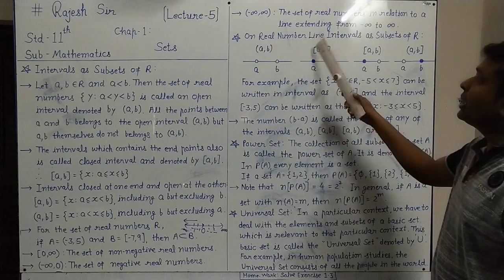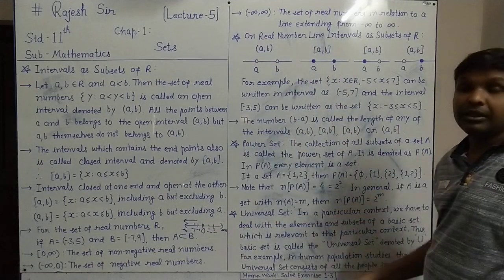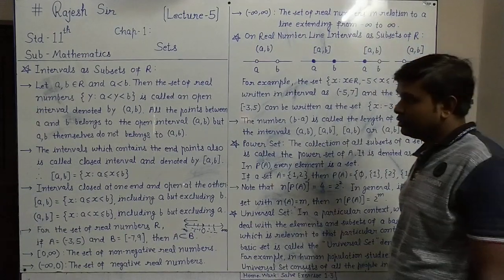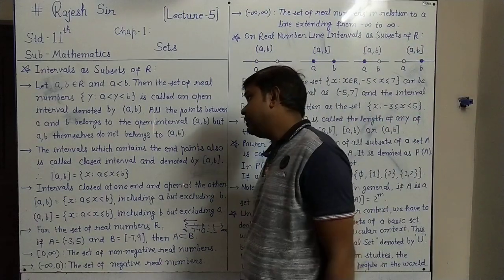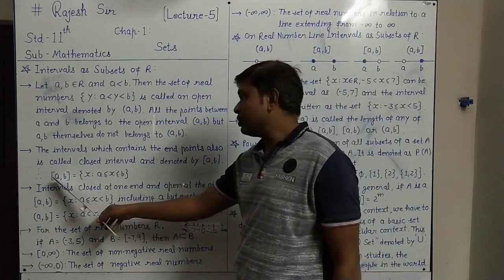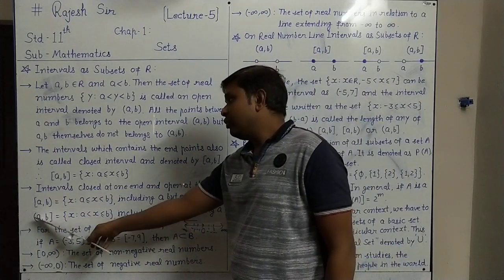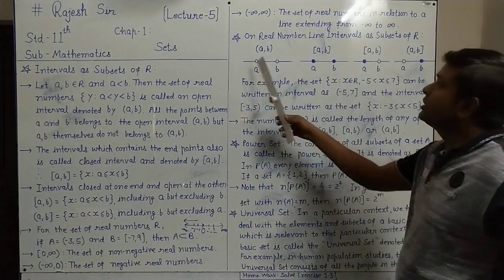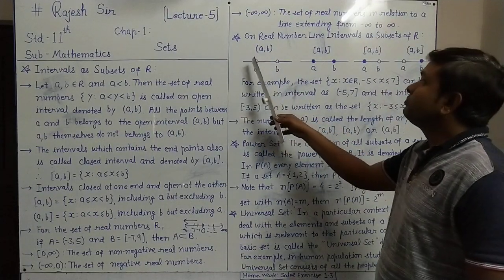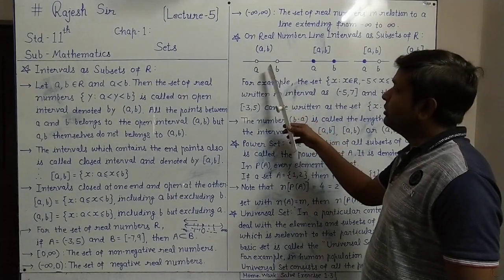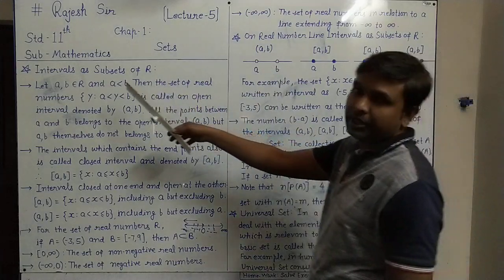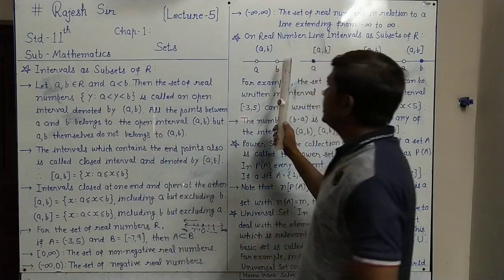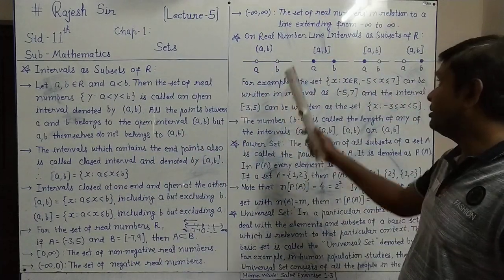Now on the real number line, intervals as subsets of R we denote. So all four types of intervals we have seen here: open interval on both sides, closed interval on both sides, closed open and open closed. So all we have shown on the number line here. As you can see, these are the parts of the number line in which these A and B points are given with A less than B, as we assumed at first. A and B belong to R, A less than B. So A is on the left side, B is on the right side.